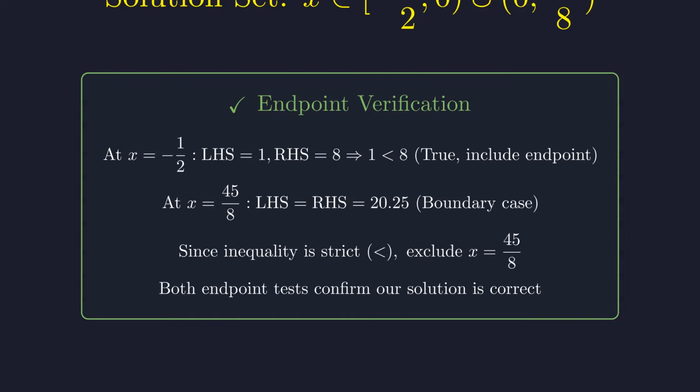Let's verify our solution by checking the boundary points. At x equals negative 1/2, the left side gives us 1, the right side gives us 8. And indeed 1 is less than 8, so this endpoint should be included. At the other endpoint, x equals 45/8, both sides equal 20.25. Since our inequality is strict, less than, not less than or equal to, this endpoint should be excluded. Both tests confirm our solution is correct.